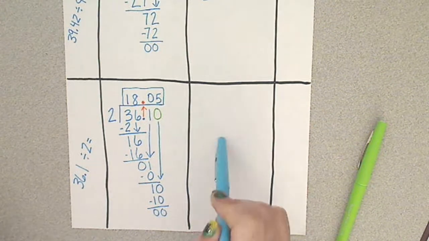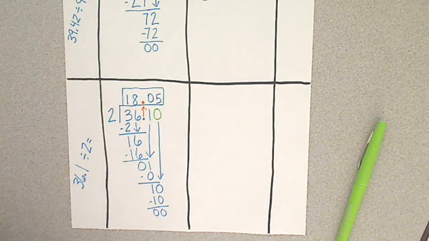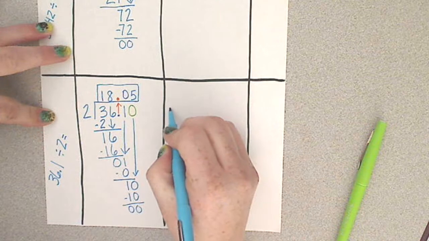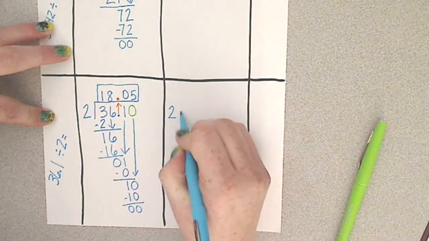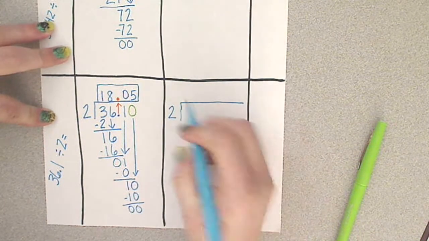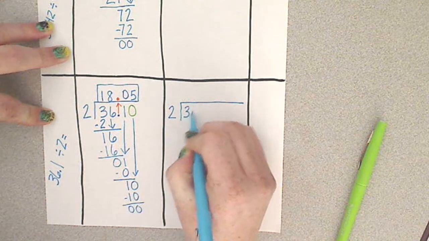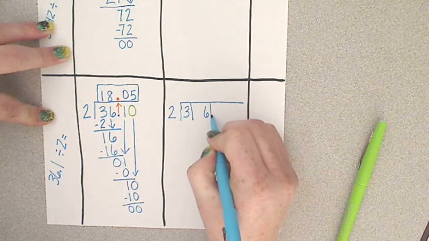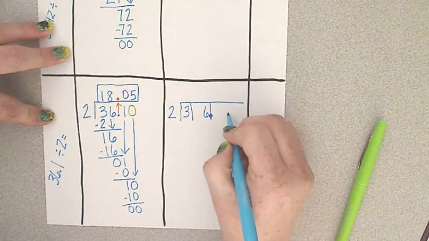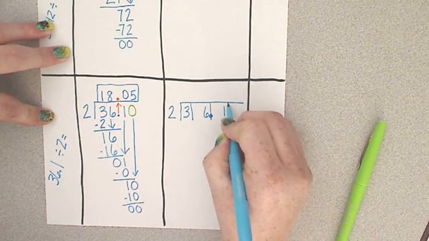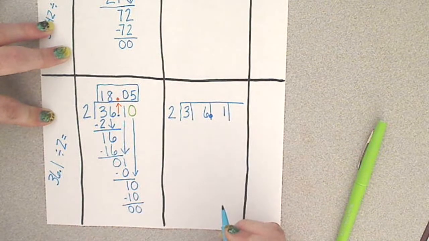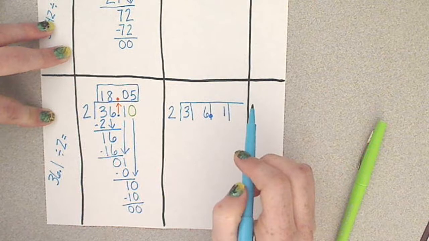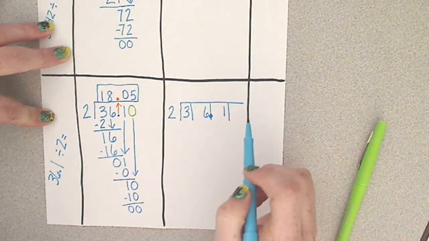Let's see what happens when we work this with Cookie Thief. I have the same divisor. My dividend doesn't change. My first apartment is small. Second apartment is a little bigger. I put the decimal in the wall. My next apartment is a little bigger.